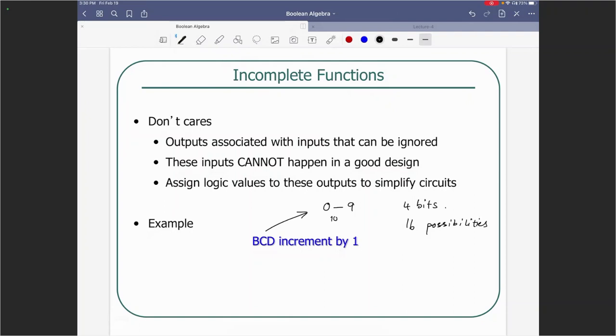You're only using 10 possibilities over here. So what happens to the remaining 6 possibilities? You may not care. Sometimes good designers do care about that, and they might force the output to be low or high for those particular situations.